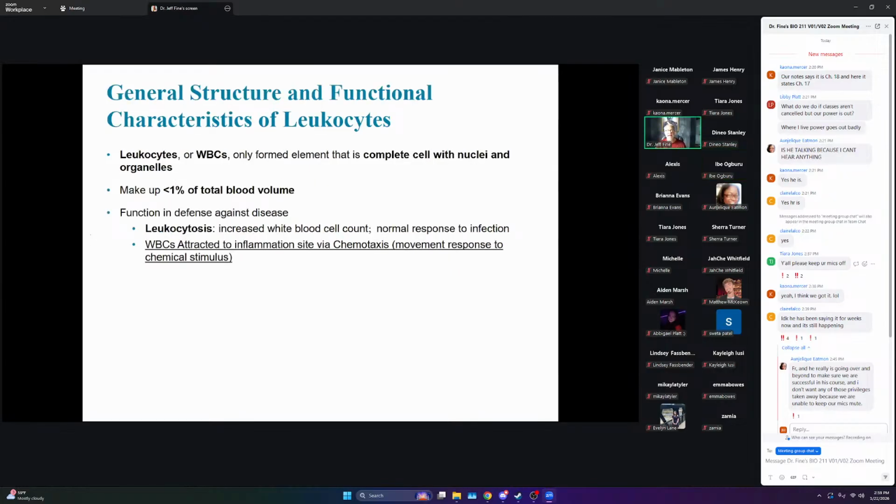All right, so leukocytes, we talked about over in lab already. These are our white blood cells. Again, very different than erythrocytes, our red blood cells, in that they have nuclei and they have a full complement of organelles. Remember, there aren't very many of them by comparison, less than 1% of total blood volume.